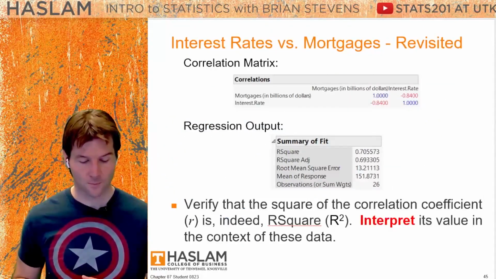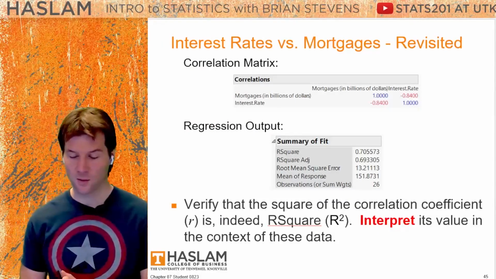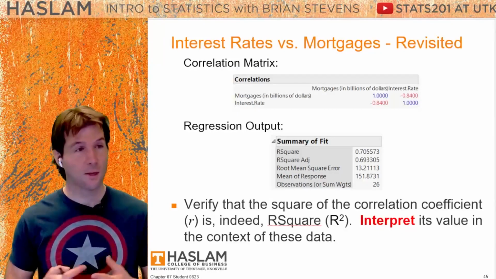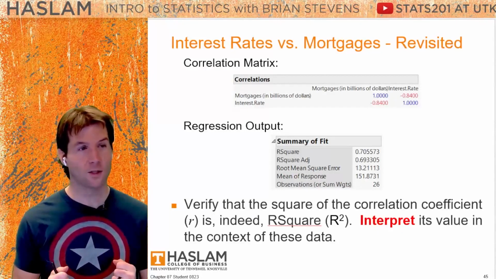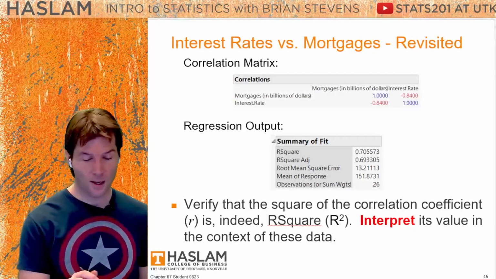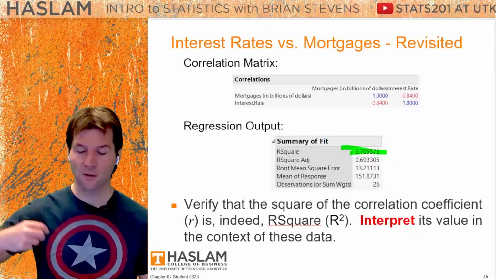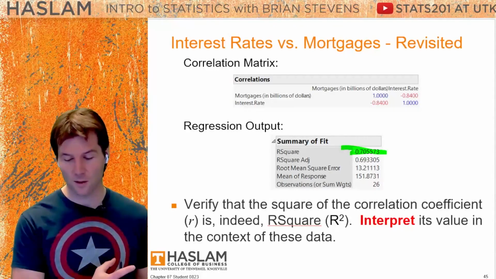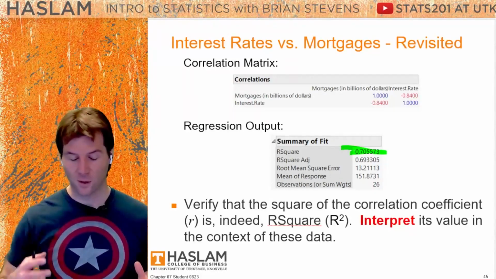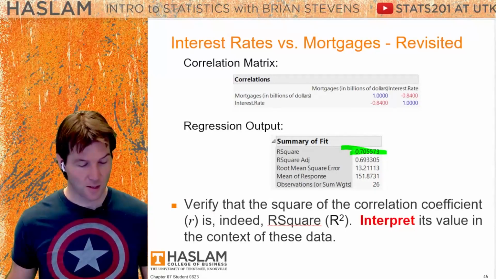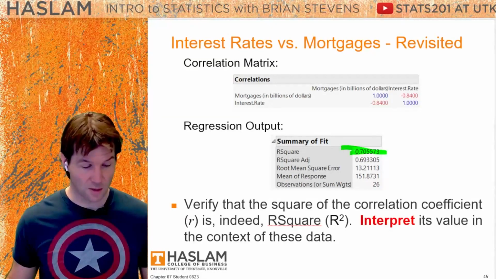Now take a look at this right here. This is the mortgage in billions of dollars explained by interest rate. How would you interpret it? Try to write it out. Try to say it out loud. We have right here the R squared, times it by 100. 70.5% of the variation in mortgage in billions of dollars is explained by the variation in interest rate. Remember, it was a lot tighter of a relationship, so the line did a pretty decent job.